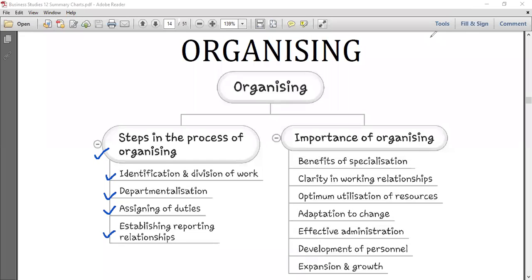Now the next topic that we will study is importance of organizing. Do we have any significance of organizing function? Do we need to perform the organizing function compulsorily?